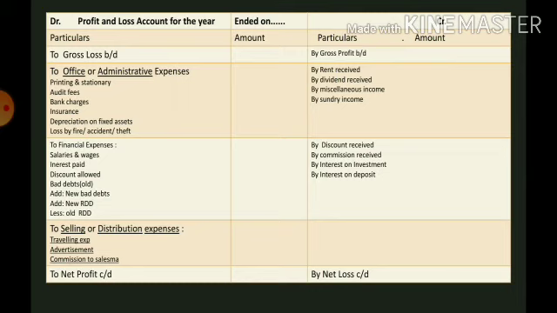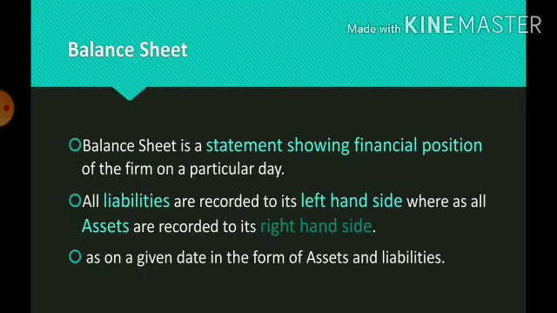Then selling or distribution expenses, we are going to record traveling expenses, advertisement, commission. Then on credit side we will record all the income, that is rent received, dividend received, miscellaneous income, sundry income, discount received, commission received, interest on investment received, interest on deposit received. If our credit side is more, income is more, and debit side is less, that is expenses is less, then we are going to earn net profit.